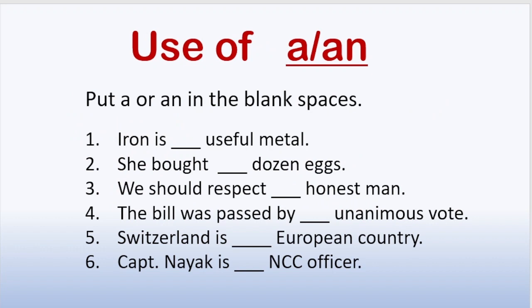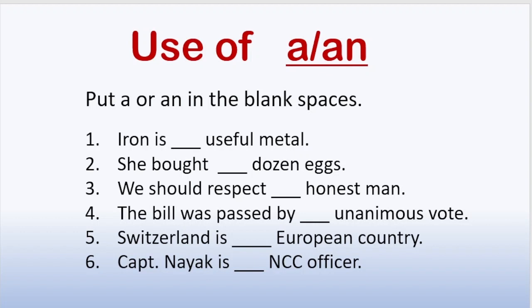Dear students, here is an activity for you. Put a or an in the blank spaces. Number 1, iron is blank useful metal. Here, useful begins with U, a vowel letter, but it sounds like a consonant, not a vowel. It does not make a vowel sound. That's why the right answer will be a useful metal. Iron is a useful metal.